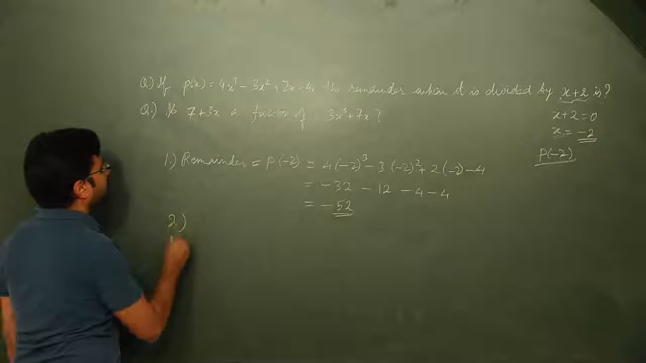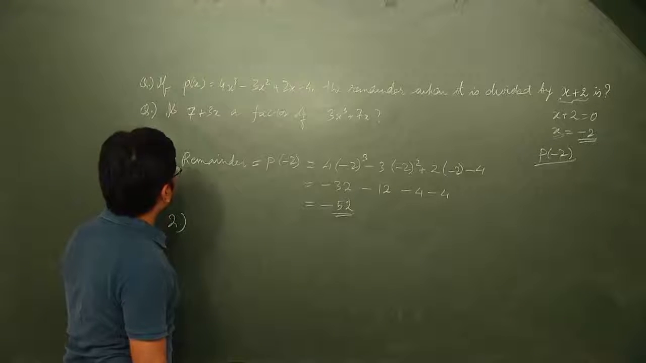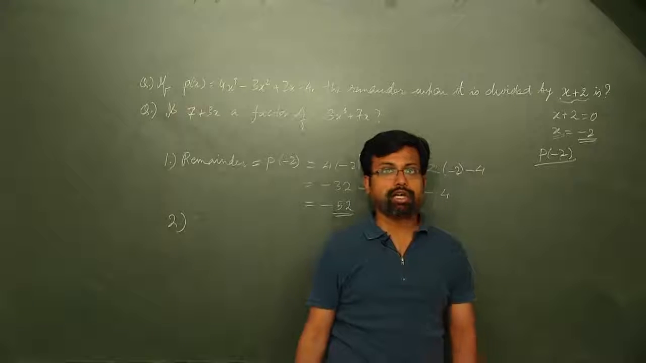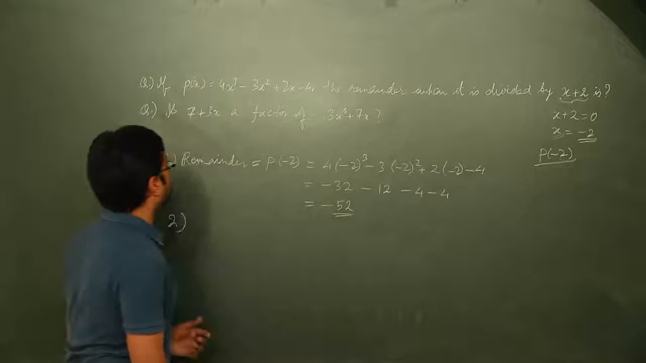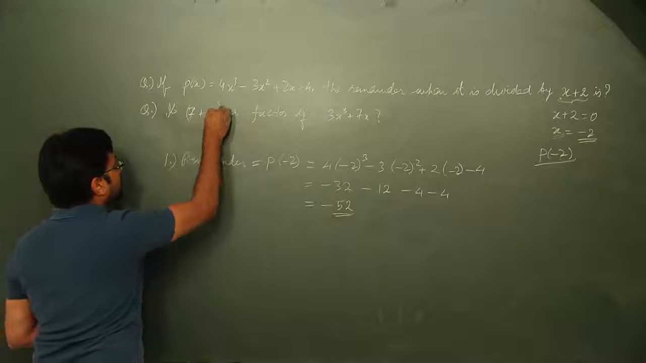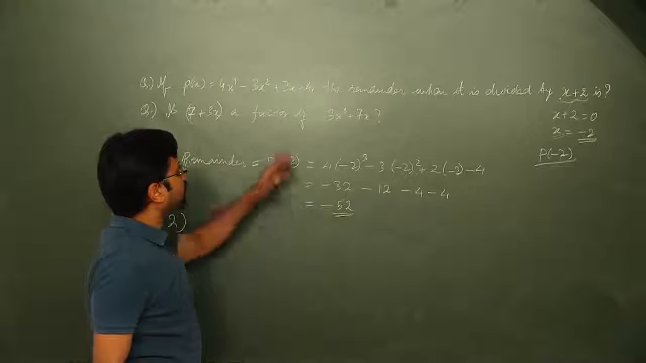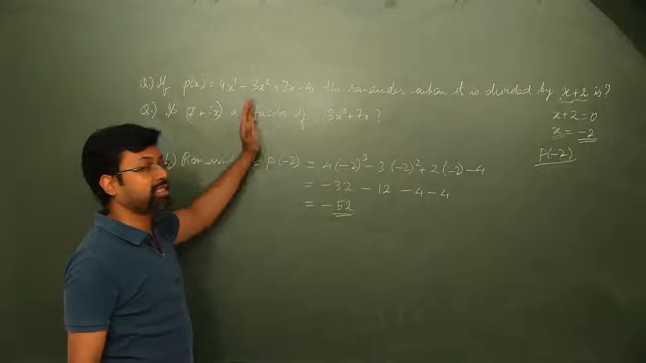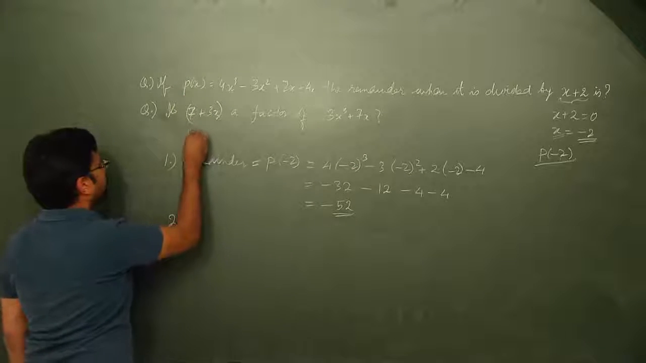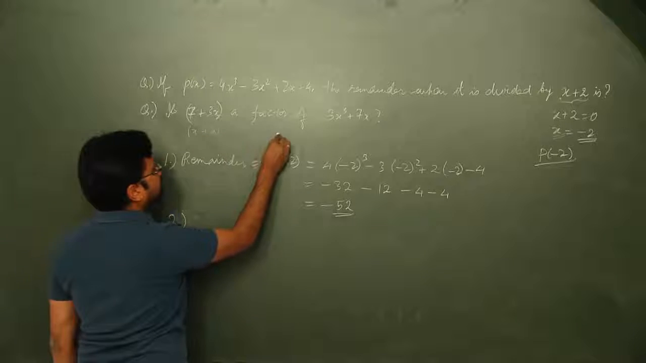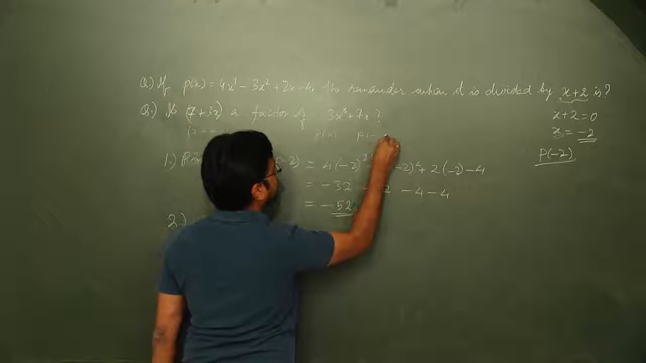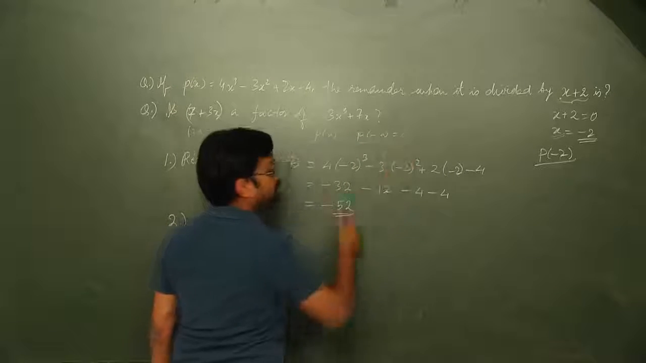The second question asks, is 7 plus 3x a factor of 3x cubed plus 7x? Since we have to find out the factor, we have to use the factor theorem. What does the factor theorem state? x plus a will be a factor of P(x) if P(minus a) equals 0. If x plus a is a factor of P(x), then P(minus a) is equal to 0. This is the factor theorem.